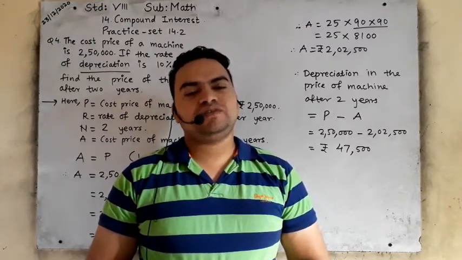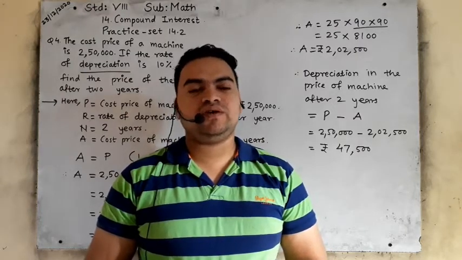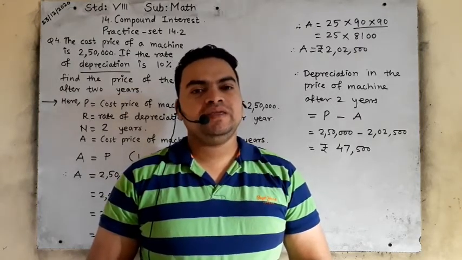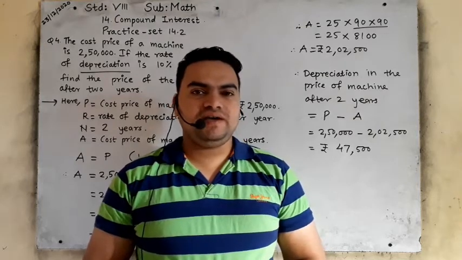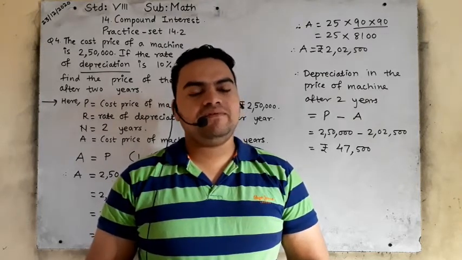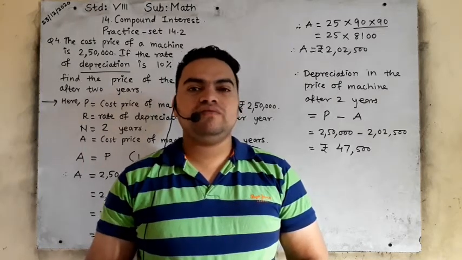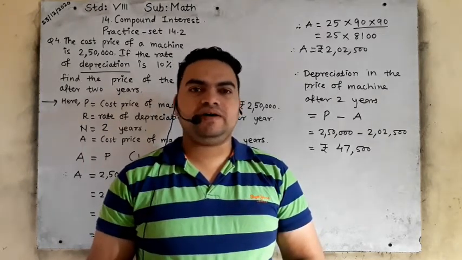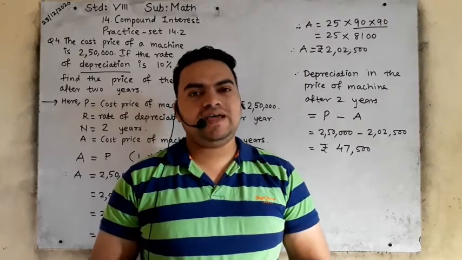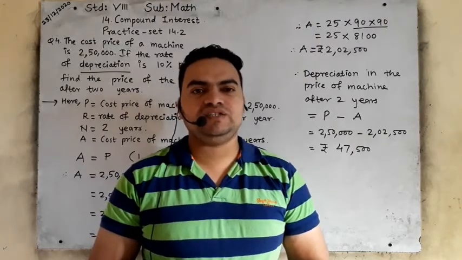In compound interest today we will see the rest of the questions of practice set 14.2, question number 4 and 5. Please pay attention. Yesterday I gave you question number 6 as homework because it is very easy. So now we will see question number 4 and question number 5. These two questions are different as compared to other questions, so please pay attention.